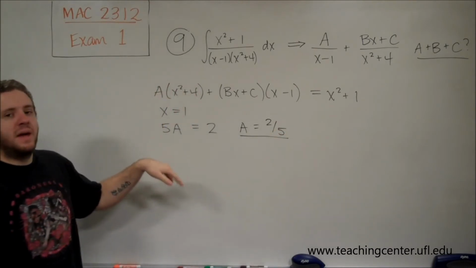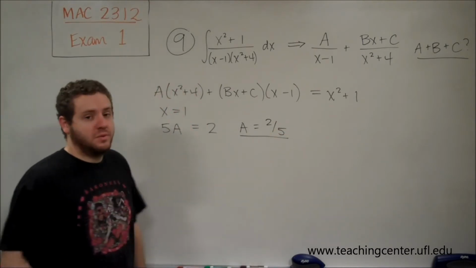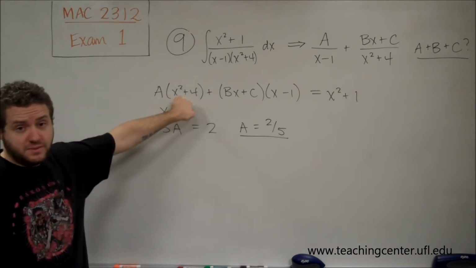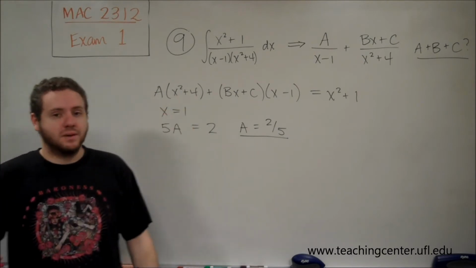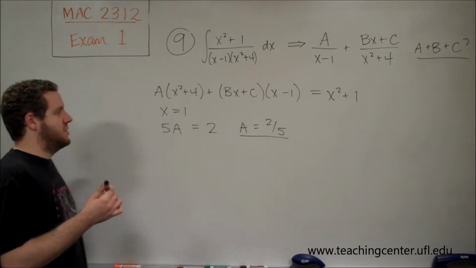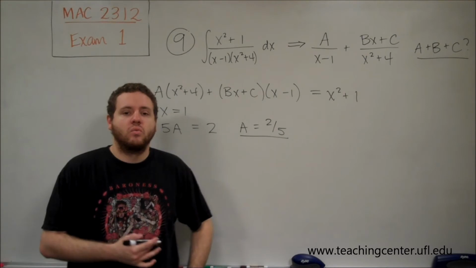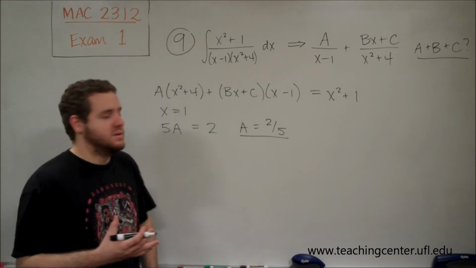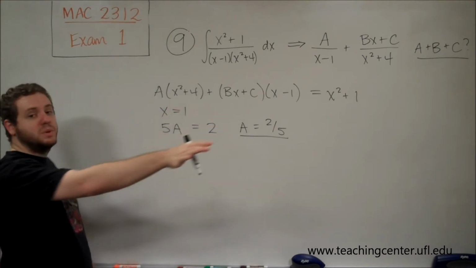But we couldn't do that to isolate b and c either, because this can never be 0, because we have x squared plus 4. So we're going to have to do something else here. The second type of strategy you want to use for partial fractions is to write everything out in terms of its powers of x. So we want to distribute everything.